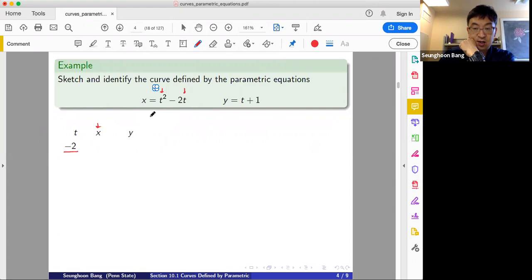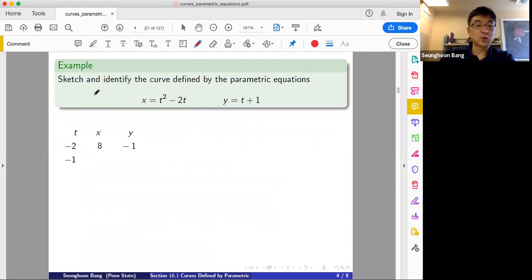Oh yeah, this is 8. Yes. You can plug -2 into t. We have -2 squared minus 2 times -2. The answer is 4 plus 4, which is 8. Yes, we have 8. You plug -2 into this t for y. The y value is -2 plus 1. The answer is -1. The y value is -1. So like this.